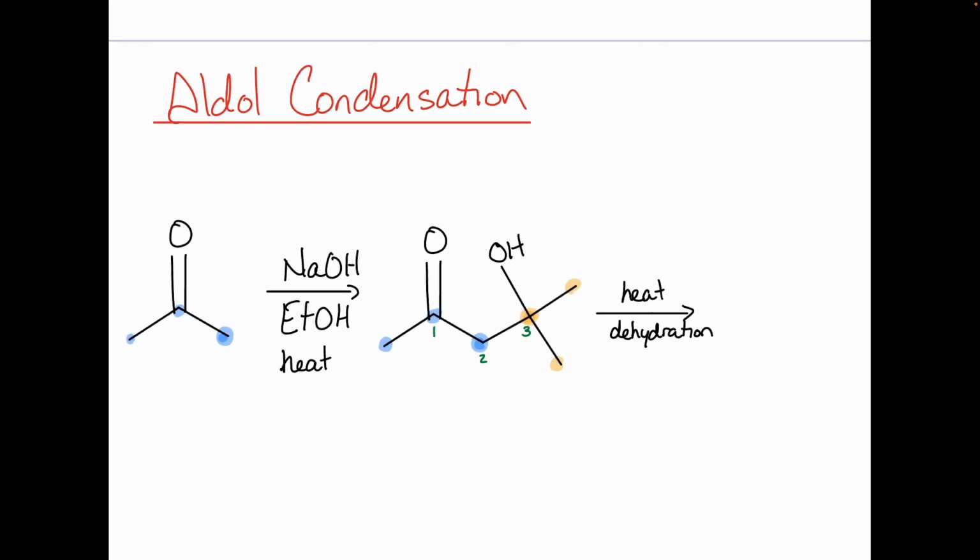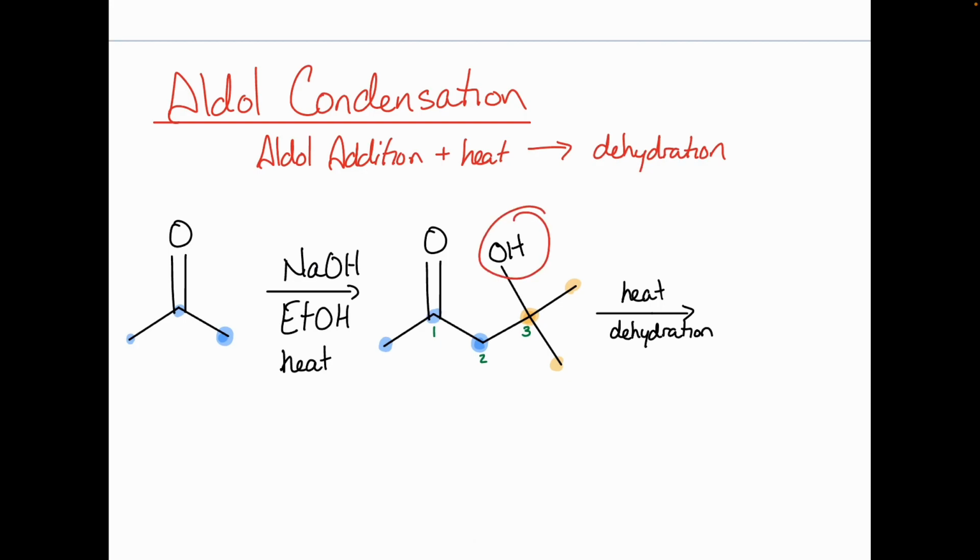Our aldol condensation is just our aldol addition plus heat, and this leads to a dehydration. By dehydration, I mean I'm going to lose a water, right? That's what dehydrations are. So I'm going to lose this OH group as well as a neighboring hydrogen, totaling up H2O. And these dehydration reactions produce double bonds, or how we produce alkenes.